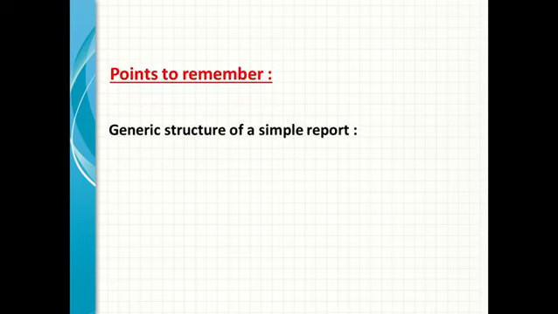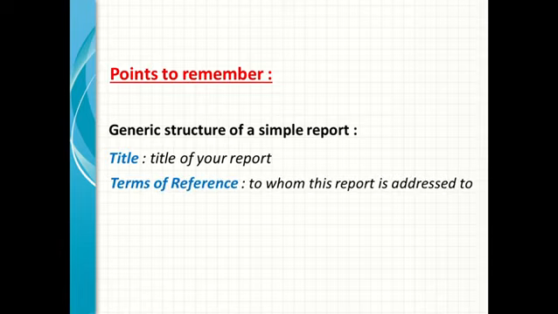The generic structure of simple reports are: the first one is the title. Of course, you have to start by writing down the title of your report. For example, a report on a graduation ceremony. Next, what to write? You have to write down the terms of reference, to whom this report is addressed to. For example, your report is addressed to your school teacher, or your English teacher, or your school headmaster, or somebody else.